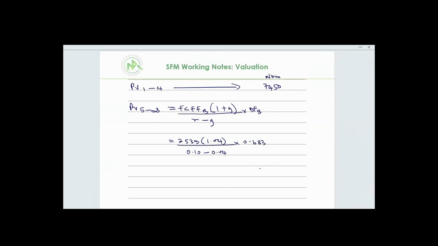0.683. So what you get: 2539 multiplied by 1.04, divided by 0.06, multiplied by 0.683 equals 30,058. Here is 30,058. When you add it up to that one, plus 7,450, equals 37,508. So this represents the total present value of Panto.